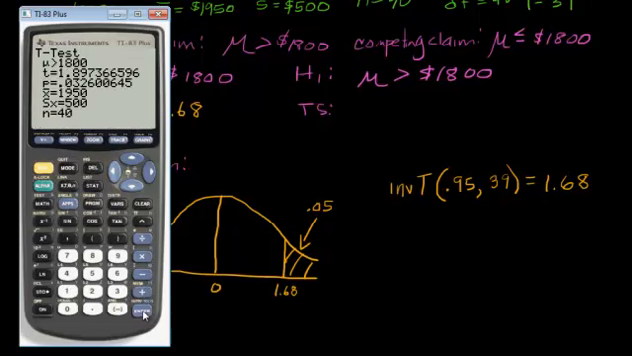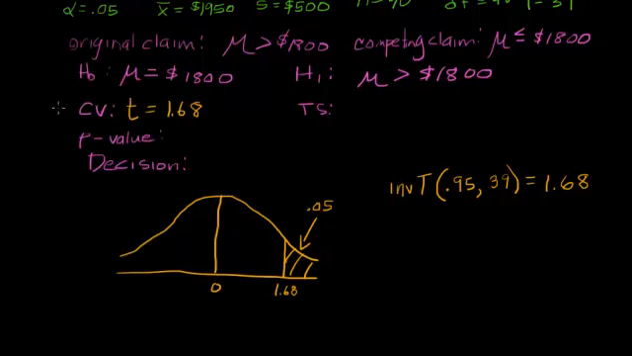Then we calculate. So our t-test statistic is 1.897. Rounded to 2 decimal places, that'd be 1.90. And our p-value is 0.0326. Okay, so our test statistic 1.90, p-value 0.0326.